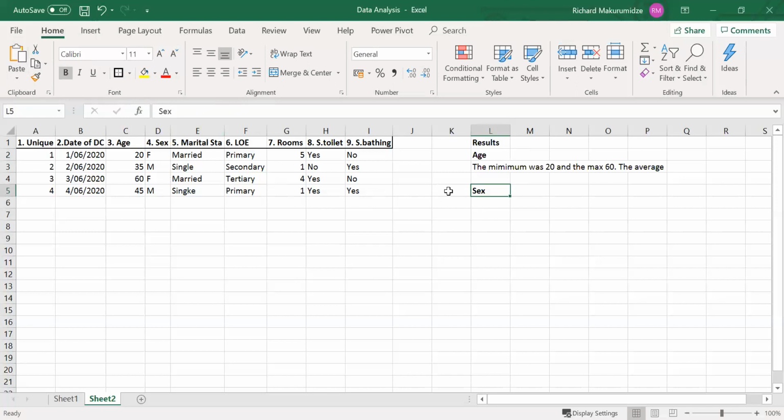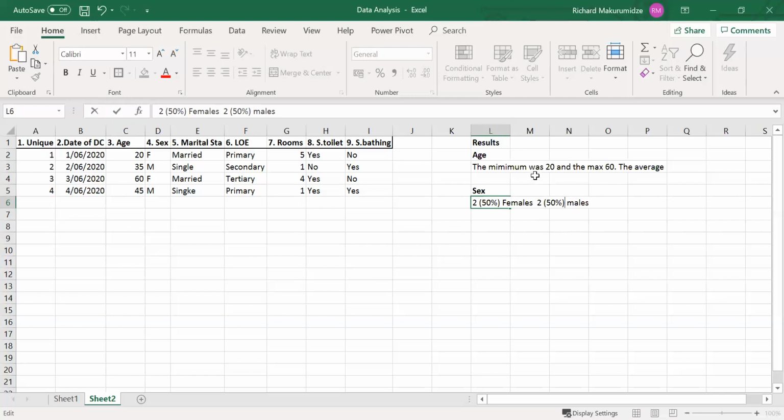Sex. Two were female, and two were males, and you can put percentages. This is 50% males, then another 50% was females. You are now describing your data.